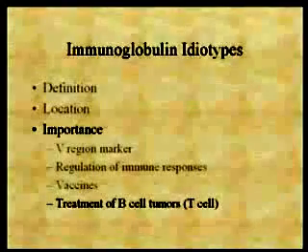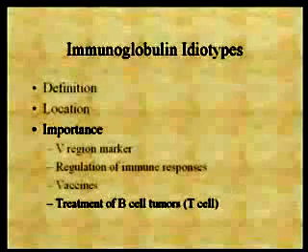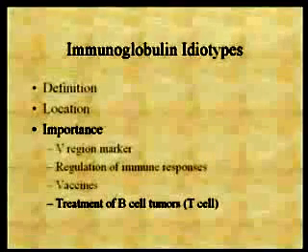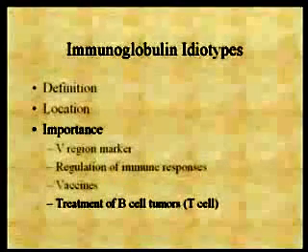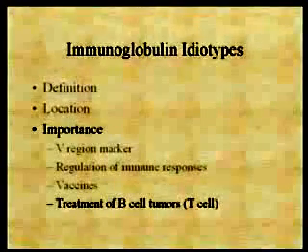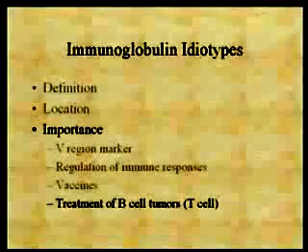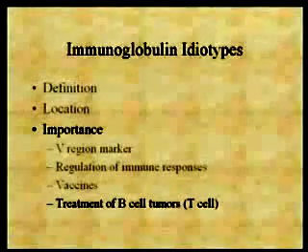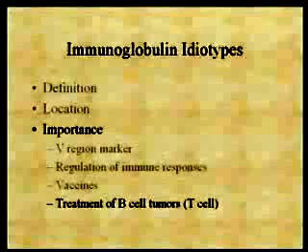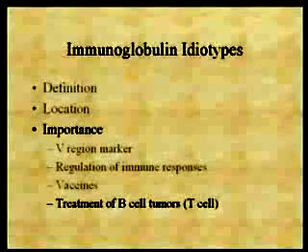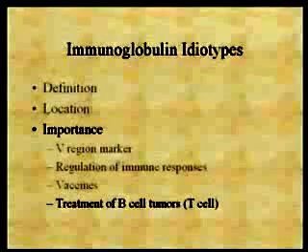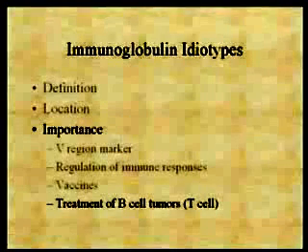Now, we haven't talked a lot about T cells, but I will tell you that the same thing applies to T cells, because T cells also have a receptor for antigen on their surface, and those receptors also express an idiotype, because they have hypervariable regions as well. So T cells have idiotypes as well. There's no reason that you couldn't produce an anti-idiotype antibody against the T cell idiotypes and use those for the treatment of T cell tumors as well.